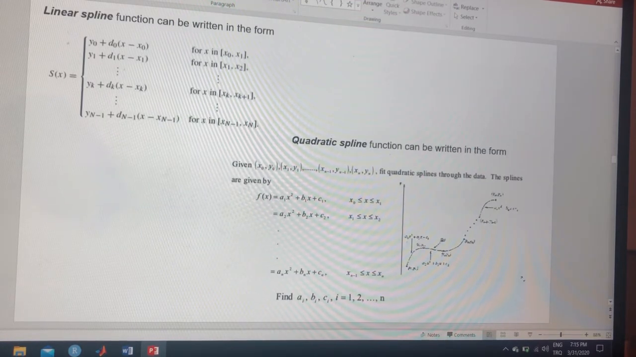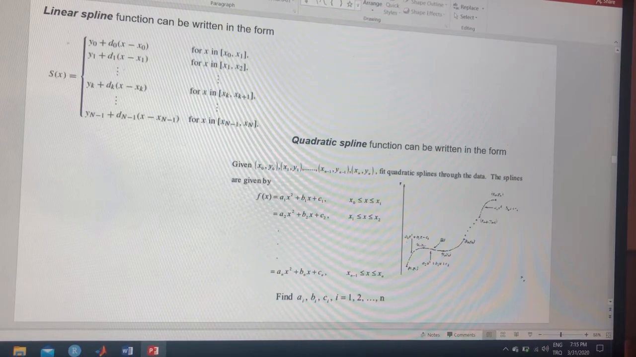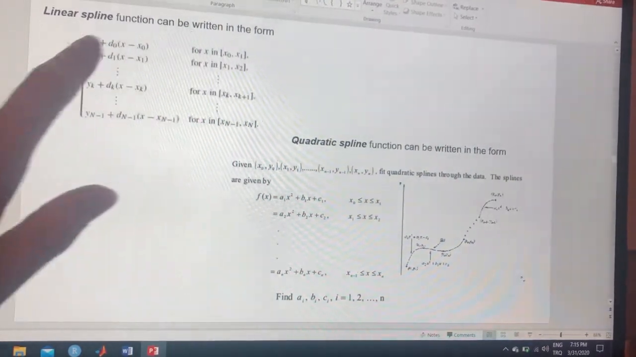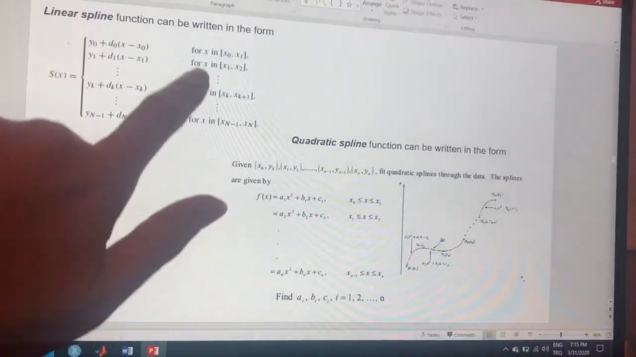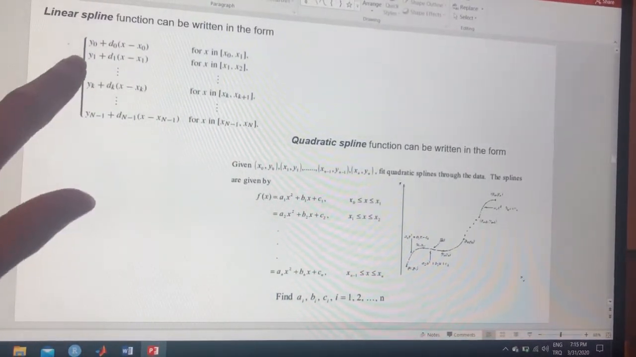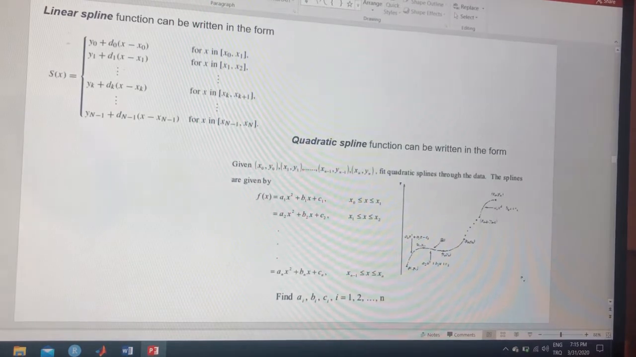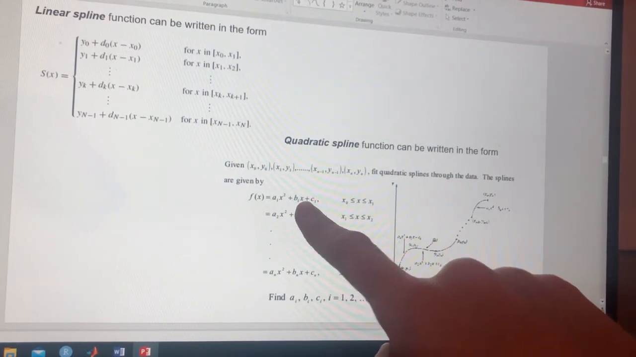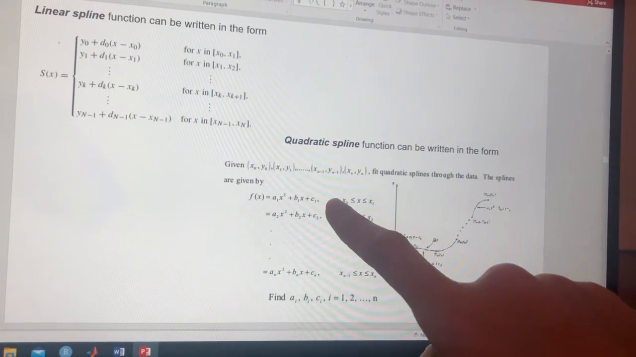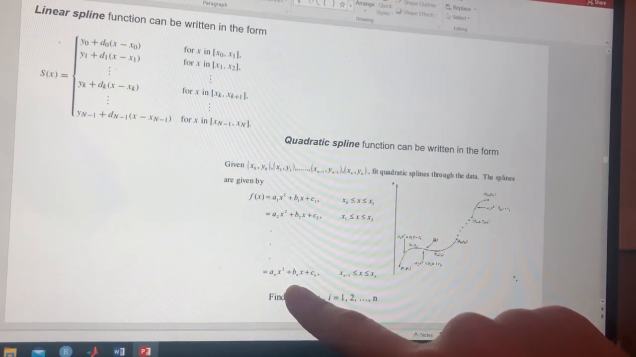This is how you can calculate the linear spline and quadratic spline. For linear spline, for each interval between x0 and x1, you are defining one line. Between x1 and x2, you are defining one line. Similarly, for each data point, you are defining a line equation. And for quadratic spline, as you can see, this is the second degree polynomial. And again, for each interval, you are defining a second degree polynomial.